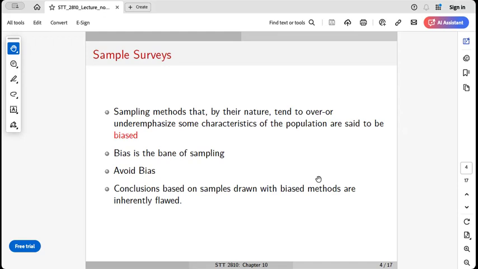So sampling methods that overemphasize some characteristics of the population are usually biased. And it's very important to avoid bias because if there is bias, it means that our conclusion is flawed, or inaccurate, or not representative of what is really happening. Does that make sense? Good. For example, imagine I want to find out the average height of people in this class, and I decide to select the tall people. Do you think it's a good representative of the average height of students in this class? No. So that has been biased, and we want to avoid that.